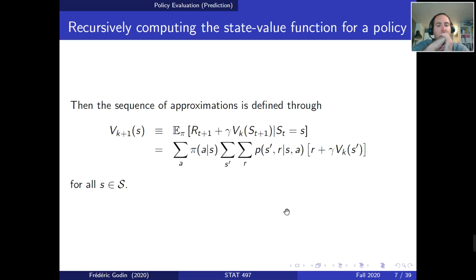And then we're going to define recursively vk's, in fact vk plus 1, in terms of vk. Assuming we have an estimate vk of the value function, this recursion we show in this slide tells us how to obtain the next function in the sequence, which is vk plus 1.